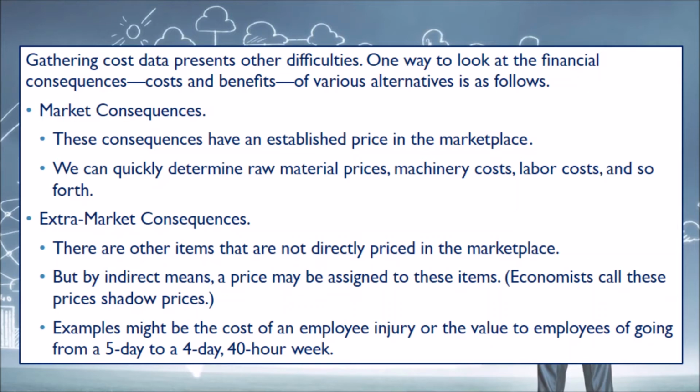Extra market consequences. There are other items that are not directly priced in the marketplace, but by indirect means, a price may be assigned for these items. Examples might be the cost of an employee injury or the value to employees of going from a 5-day to a 4-day, 40-hour week.